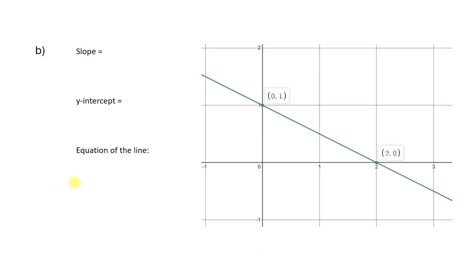In this one, again, let's start at the y-intercept and count the number of squares or units of the rise and the run. So we start with a rise of -1, followed by a run of 2, giving us a slope of -1/2. Our y-intercept is right here, is 1. Therefore, the equation of our line is going to be y equals -1/2 x plus 1.